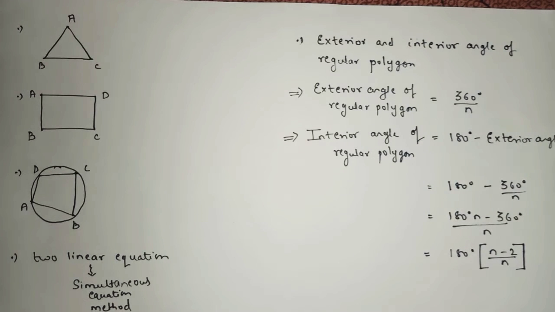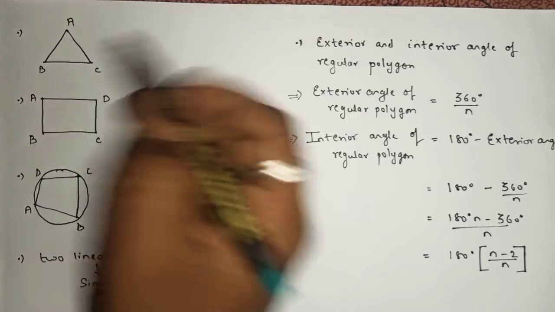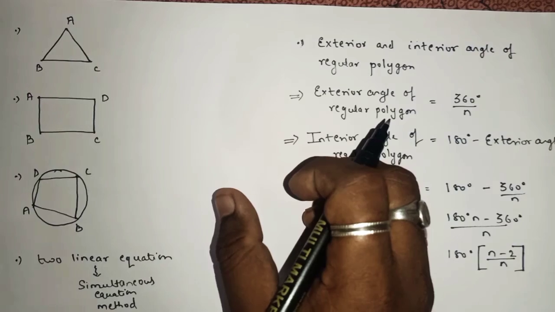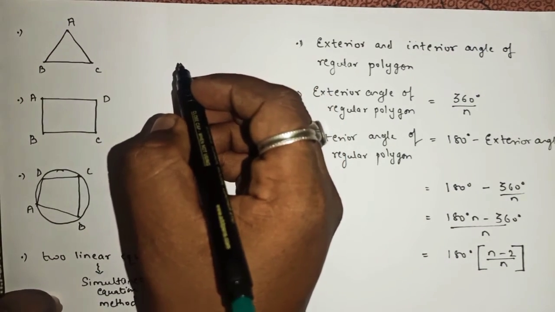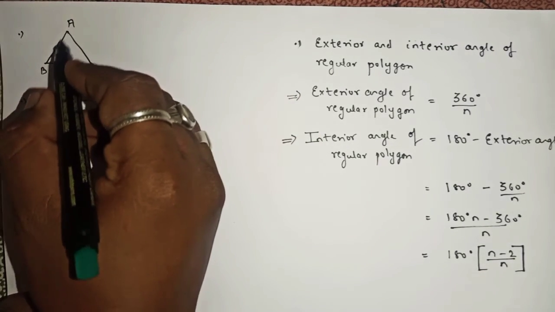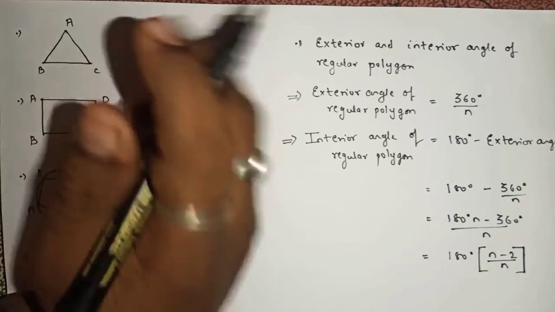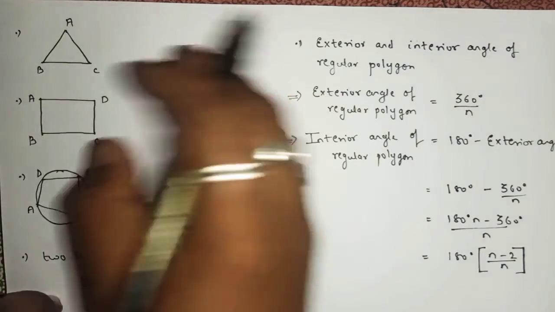As in the first exercise, the majority of the sums are based on the statement sum only. So first we'll see the property. Here the first one is what? Triangle. Suppose in a question, they ask you to find the angles of the triangle. If you have two angles given and you have to find the third angle, or suppose all the angles are in ratio, and then you have to find the angles of the triangle.